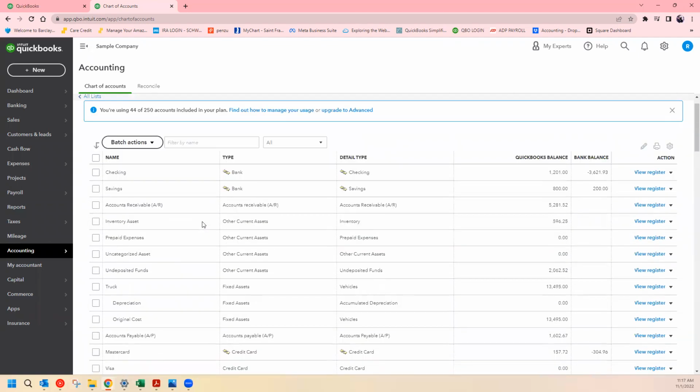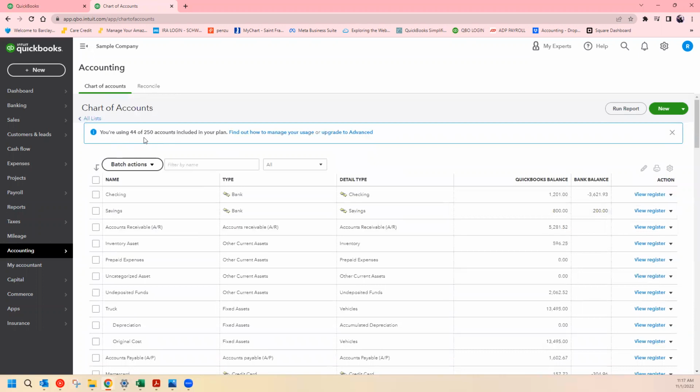And just a note on setting up accounts: each subscription to QuickBooks Online has different allowances for how many accounts you can have. So this particular subscription has 250 accounts you can have in here. For instance, we're only using 44, but say we're at 249 and we need to add 2 accounts.